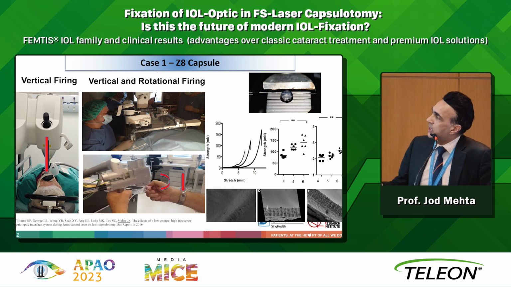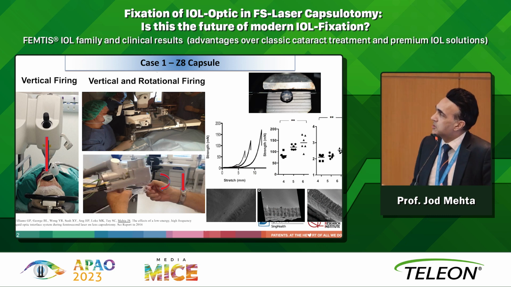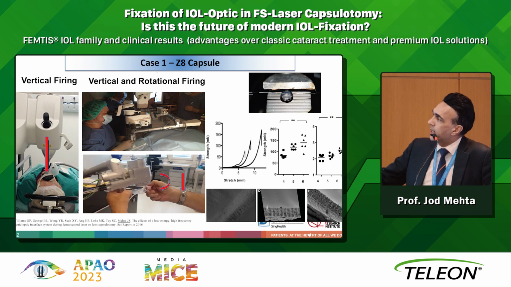Okay, so this is my only slide on capsulorhexis because I'm not going to really talk about the Z8 that much, but obviously we did a lot of work looking at the Z8 capsule itself, and the reason why Z8 gives you one of the best capsules is it's the only femtosecond laser that actually has a spiral pattern when it's creating.